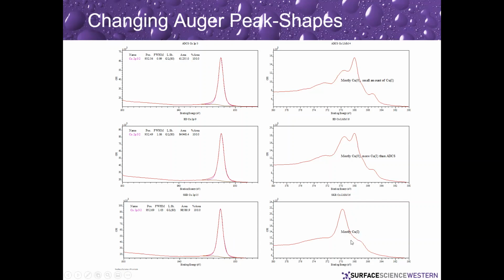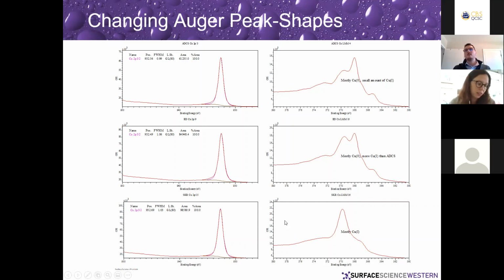So this one is mostly copper 1. This one is mostly copper 0 with a small amount of copper 1. And this one in between is a mix of the two species. So we're getting information from the Auger parameter, and we're also getting information from the shape and position of the Auger peak.